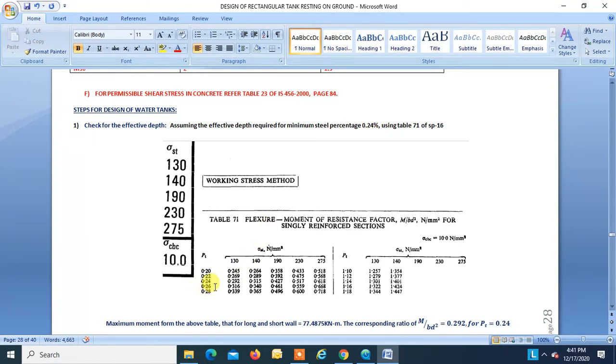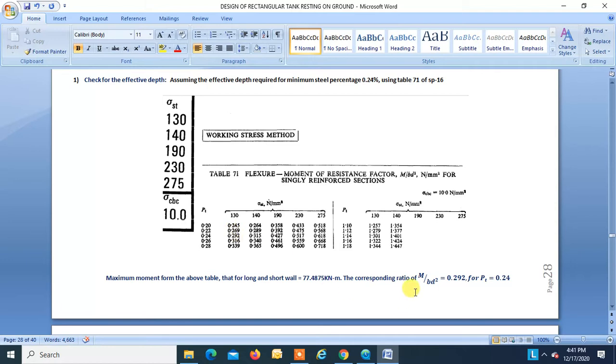PT assuming 0.24, and the corresponding steel stress we are using is 130 Newton per mm square. So the corresponding ratio M by bd square is 0.292, so we will be using that ratio. So take the maximum moment from the above table, for both long and short wall. We are going to provide the same thickness for long and short wall.